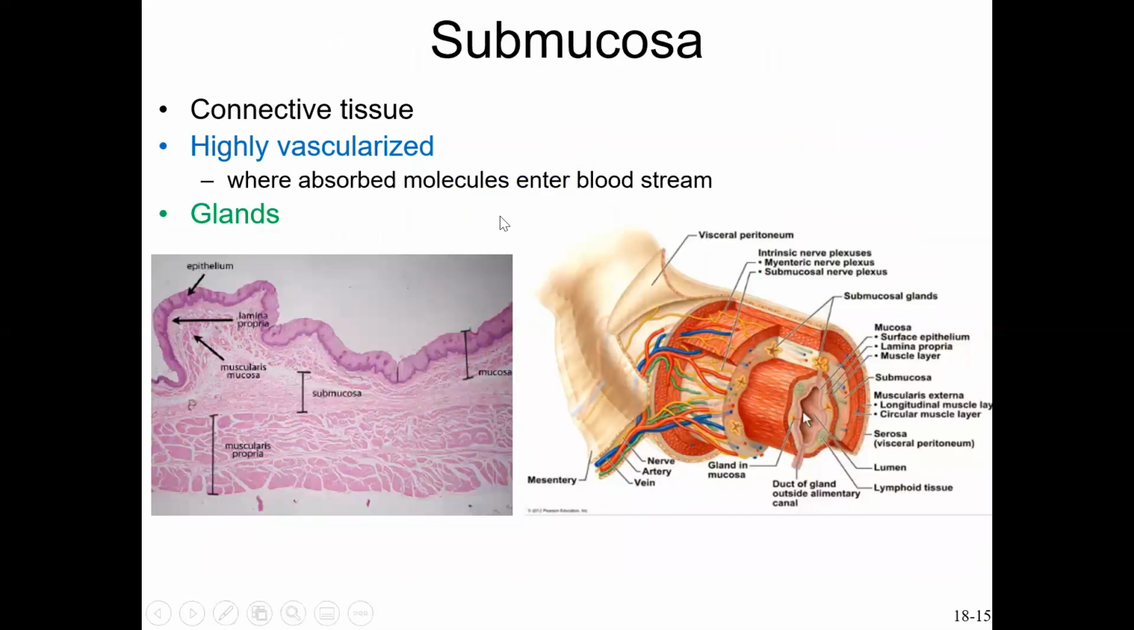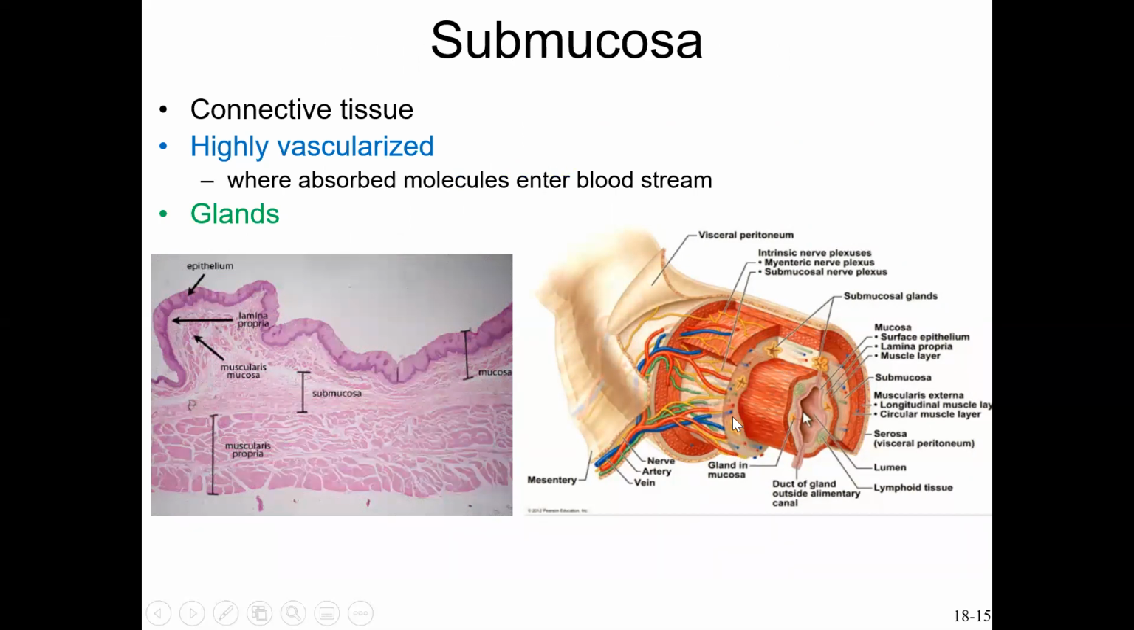Okay, next one, sub. What does the prefix sub mean? Like a subfloor? It's underneath, right? So the submucosa is underneath the mucosa, and this is the vascular region. So if you look at this picture here, what you're looking at is the submucosa.